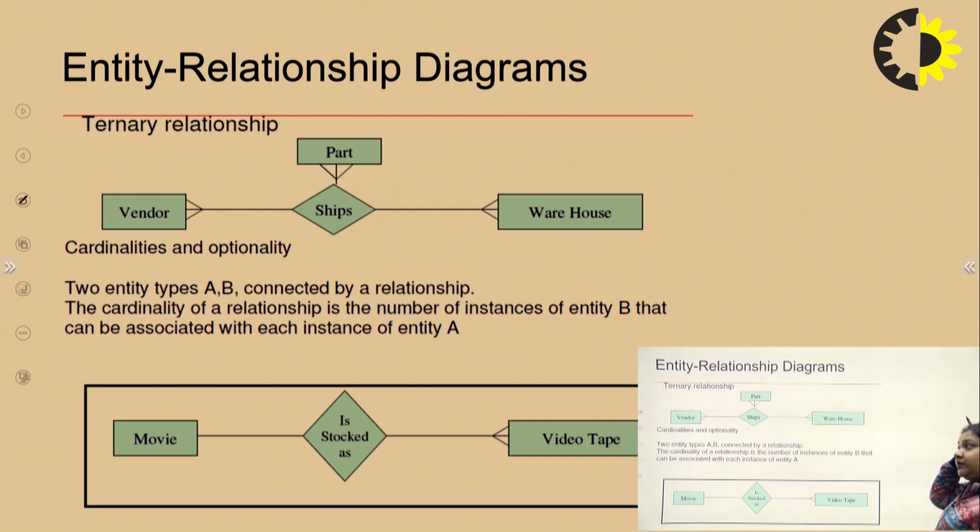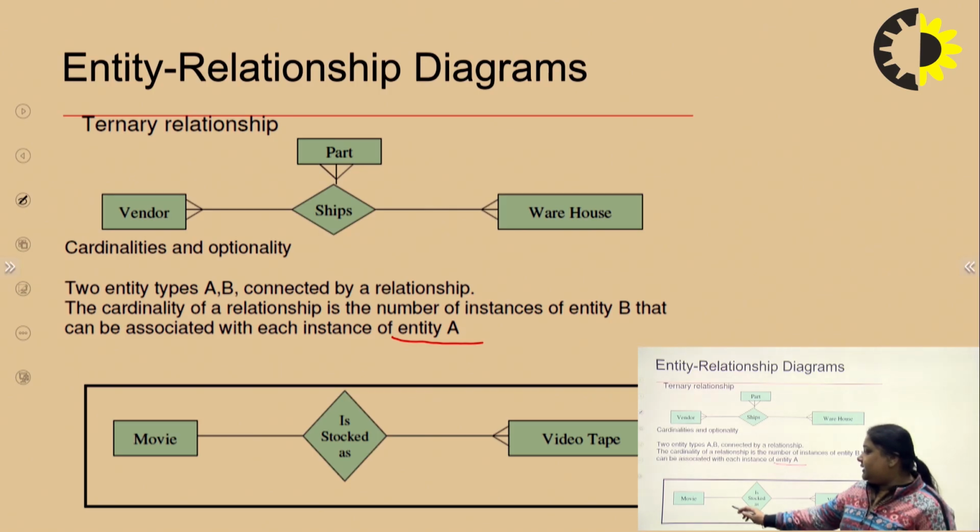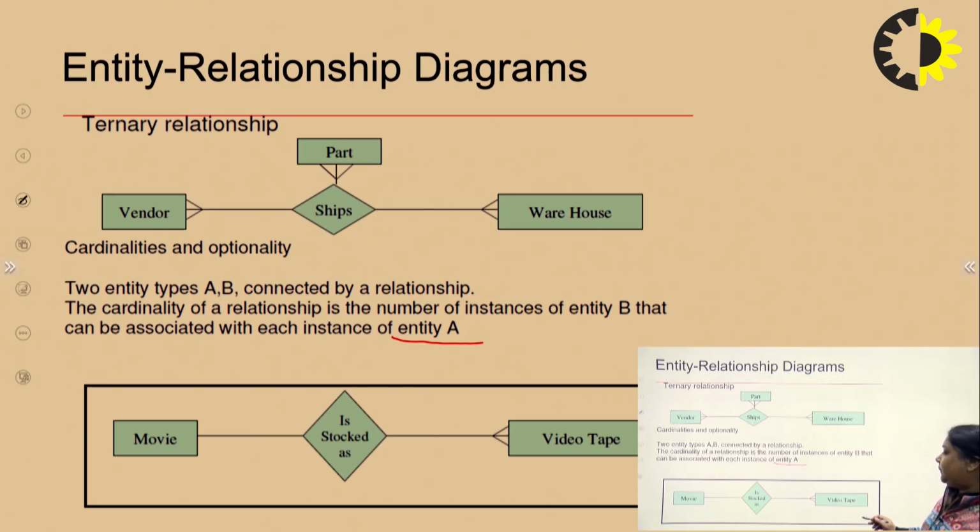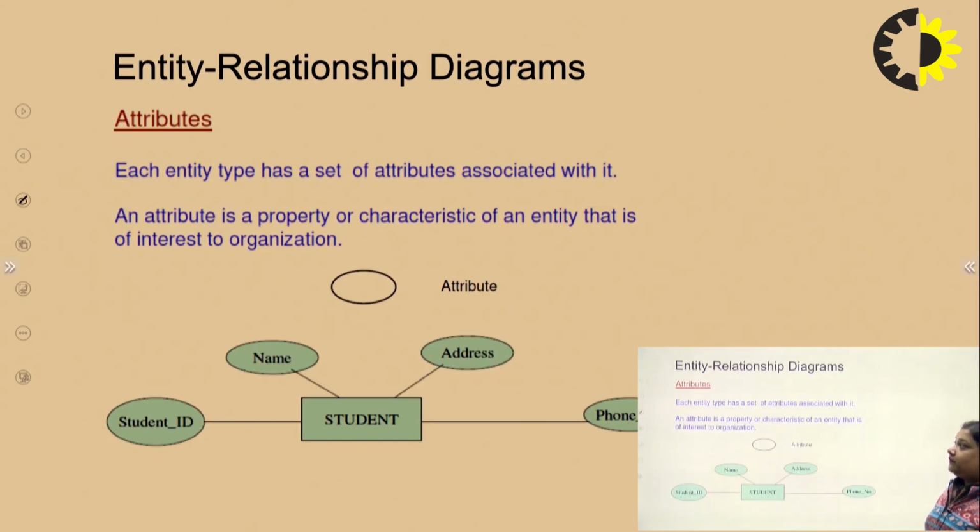Ternary relationship. Cardinality: optionally, two entity types A and B can be connected by a relationship. The cardinality of a relationship is the number of instances of the entity B that can be associated with each instance of the entity A. For example, a movie is stocked as a videotape. This is an example of a ternary relationship.